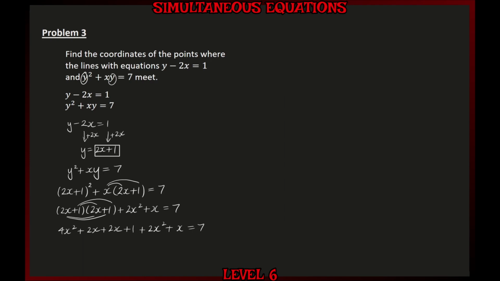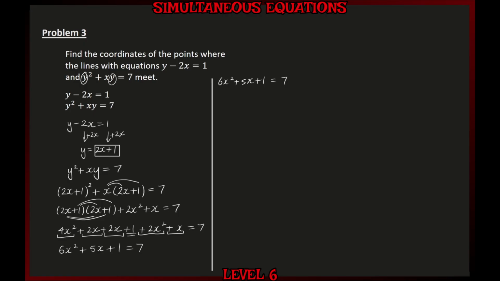We can now simplify the left-hand side by collecting together the like terms. So we have a 4x squared and a plus 2x squared. This gives us 6x squared. We have plus 2x, which is plus 4x, plus another x is plus 5x. And we still have a plus 1 on that side, and it's equal to 7. Now, since we have a quadratic, we'd like to make it equal to 0. And we can do this by subtracting 7 from the right and doing the same on the left. And on the left we have 6x squared plus 5x, and 1 minus 7 is minus 6, and that's equal to 0.